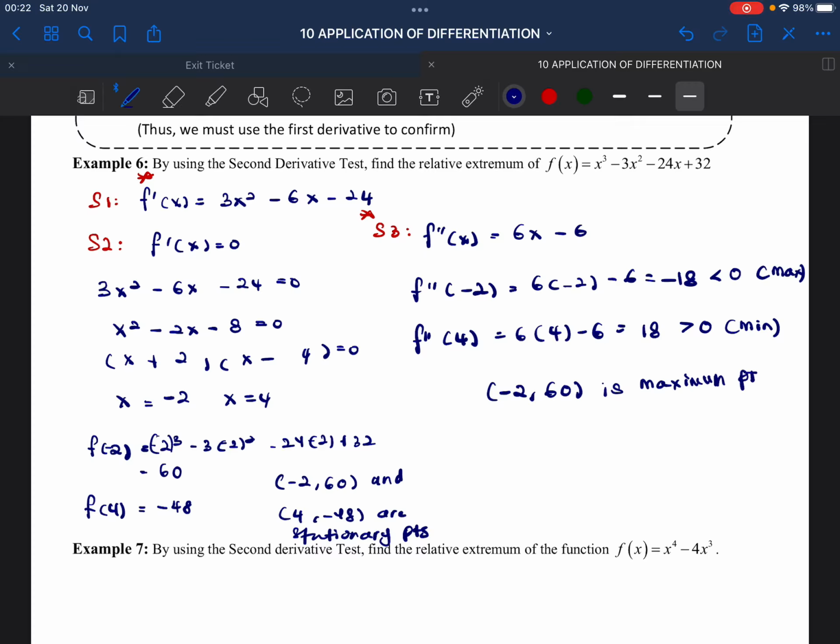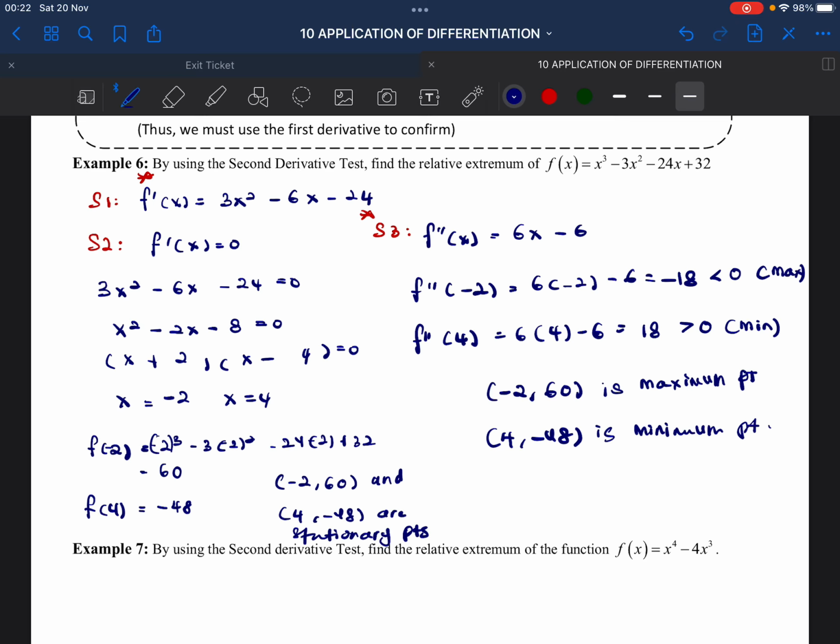Okay. How about 4? 4, pasangan dia ialah negative 48. 4, negative 48 is minimum point. Okay, is minimum point. Okay, so that is how we use second derivative.